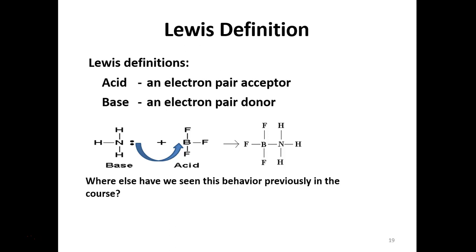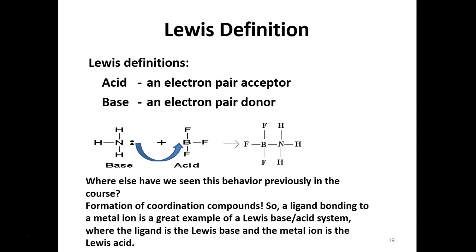So when we think back to where we've seen this behavior previously, hopefully what comes to mind is the formation of coordination compounds. When a ligand bonds to a metal ion, this is also a great example of a Lewis acid-base system, because the ligand is an electron pair donor, so it's acting as a Lewis base. The metal ion is acting as a Lewis acid because it's accepting the electron pair. So a really common question would be to ask, which of the following is an example of a Lewis acid-base system but not Bronsted-Lowry, and the formation of a coordination compound fits the bill perfectly for that.